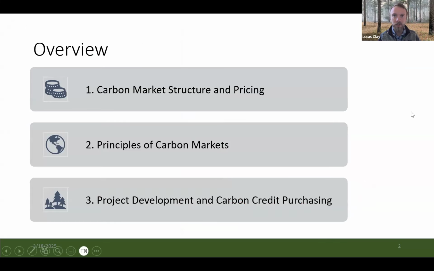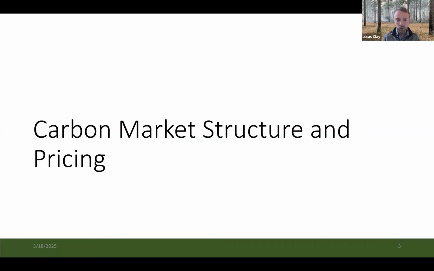So in terms of the presentation today, we're going to look at three different categories. We're going to start by looking at the overview of carbon markets, the structure, the pricing, and some trends in the markets over recent years. We're going to talk about the principles of carbon markets and what drives the foundation for integrity within these markets, and then also look at the processes for how project development works and how carbon credit purchasing works as well. So we're going to start with that structure and pricing.